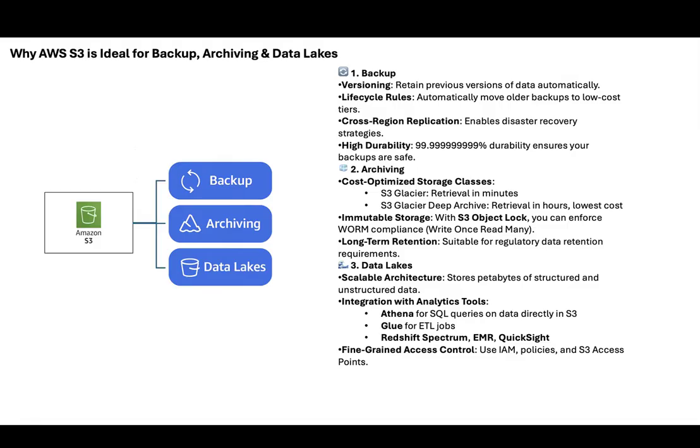High durability, as we mentioned, 11 nines. It ensures that your data and your backups are safe. Archiving: there are services like Glacier Deep Archive, which are the lowest cost storage services that AWS offers. And immutable storage with S3 Object Lock locks the storage so nobody can change anything in it.